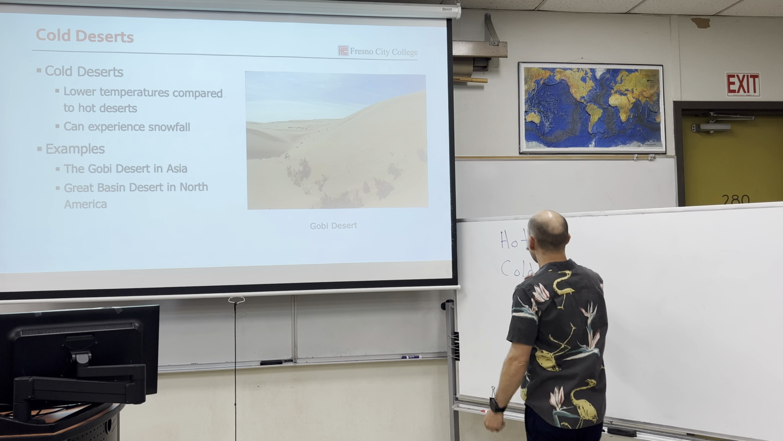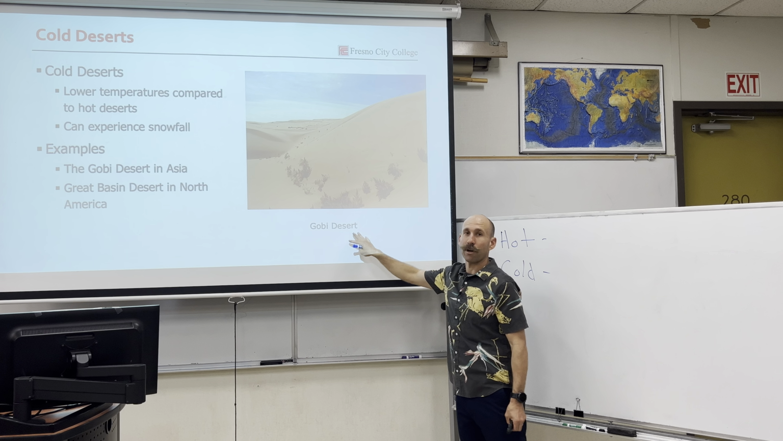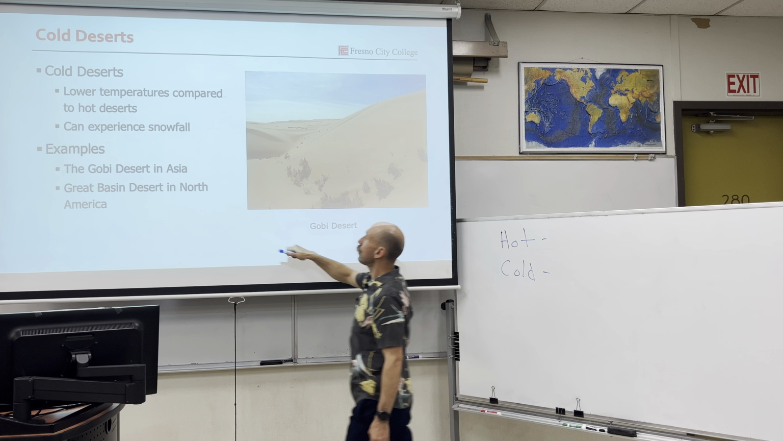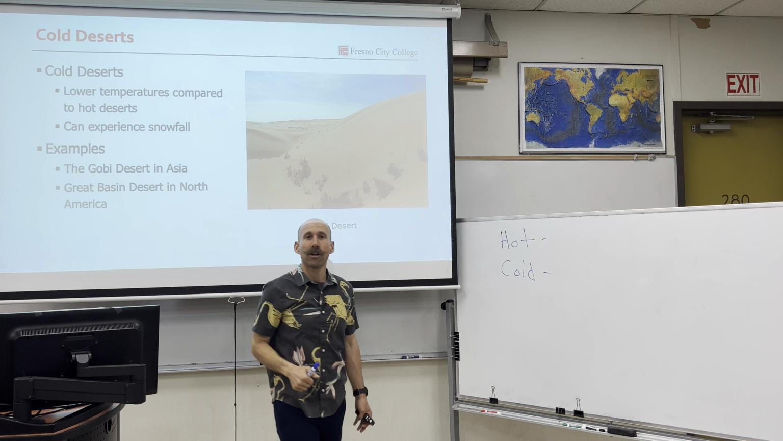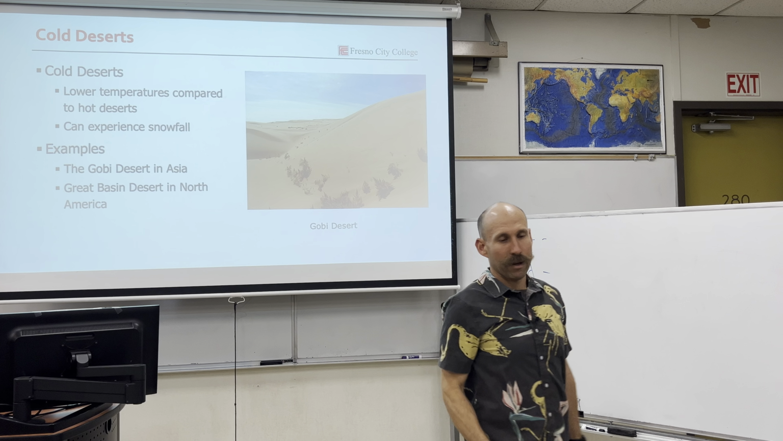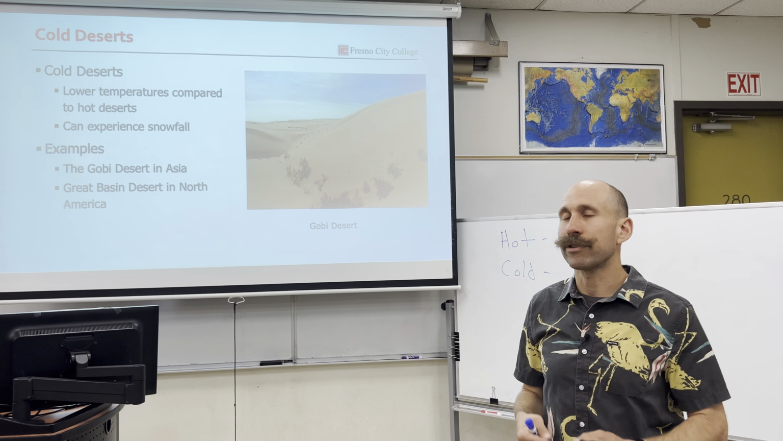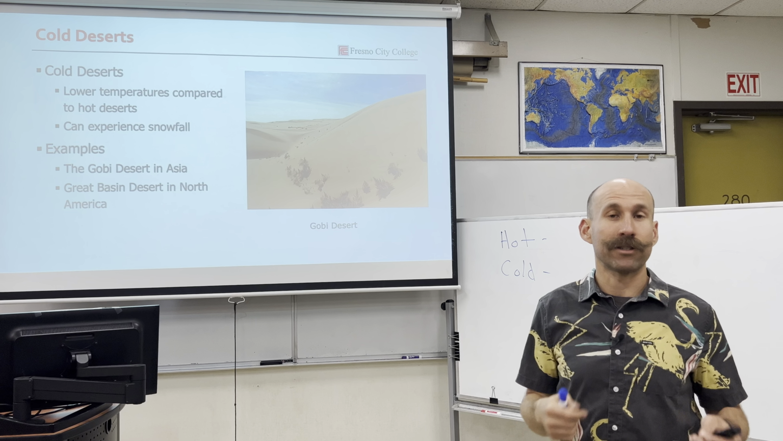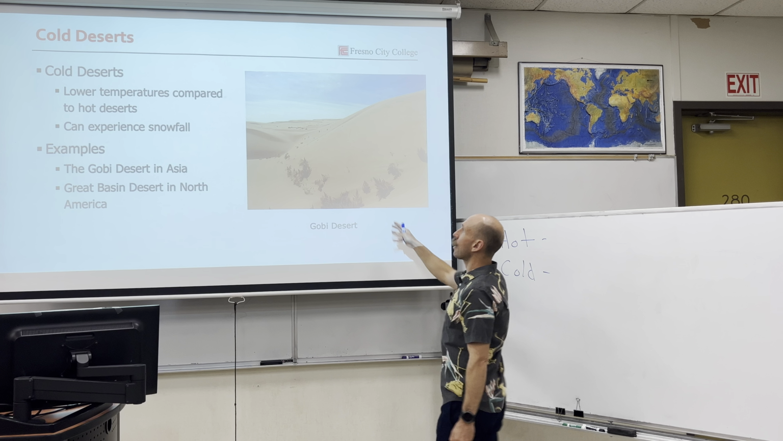I think this is probably what we think of when we think about deserts. But there's also cold deserts where the temperatures are much lower. In fact, these deserts can experience snowfall. We see these, the Gobi Desert in Asia, the Great Basin Desert in North America. How close to the equator, how close to water, there's a variety of factors in geography that are going to determine whether a desert is cold or hot. But the temperatures, is it scorching hot or do they get really cold?